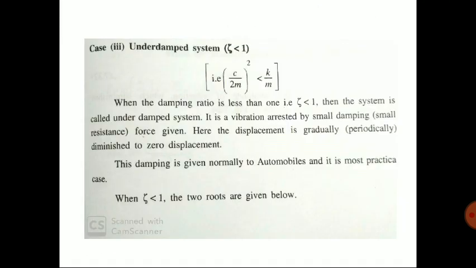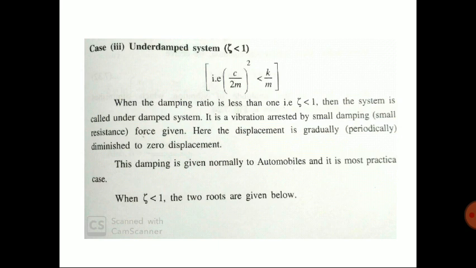Okay. Next one, underdamped. Underdamped means theta less than 1. So that is (C by 2m) whole square less than K by m. So when the damping ratio theta is less than 1, the system is called an underdamped system. It means vibration is arrested by small damping, and a small force is given against vibration.